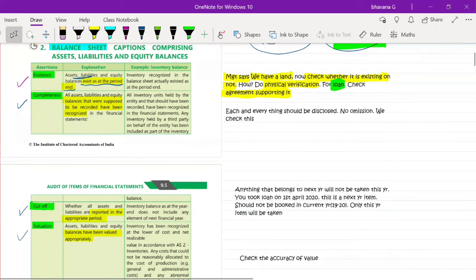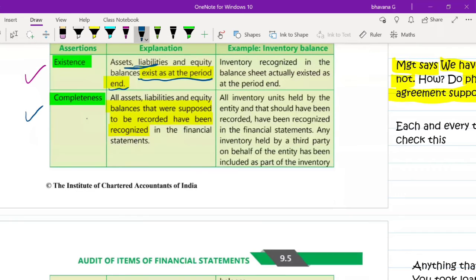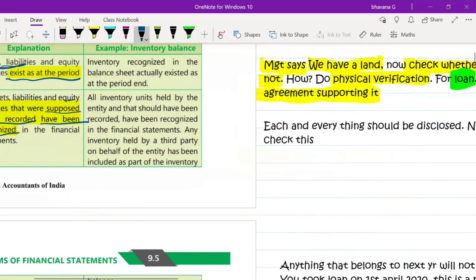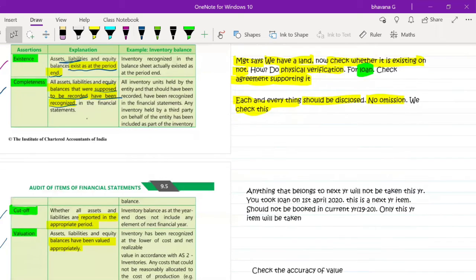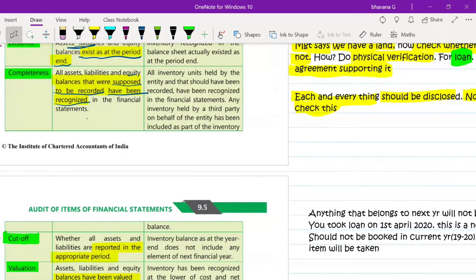Next assertion is completeness. In completeness, they tell you that all the assets, liabilities, and equity balances that were supposed to be recorded have been recorded. That means each and everything should be disclosed. There must be no omission, and the auditor has to check this. So this is what they are trying to tell in completeness. That means whatever you had to record, have you recorded it or not?